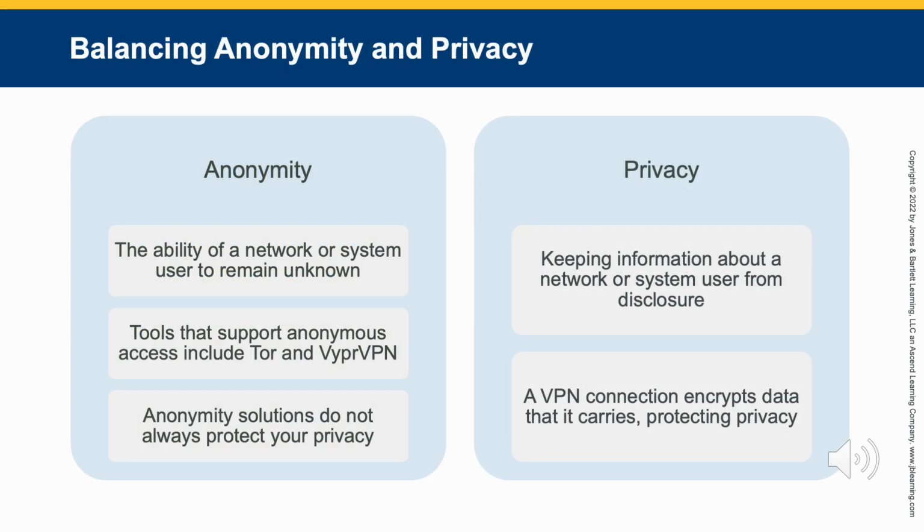Balancing anonymity and privacy. Anonymity is the ability of a network system user to remain unknown. Tools that support anonymous access include Tor and Viper VPN. Anonymity solutions do not always protect your privacy. Privacy is keeping information about a network or system user from disclosure. A VPN connection encrypts data that it carries, protecting privacy.